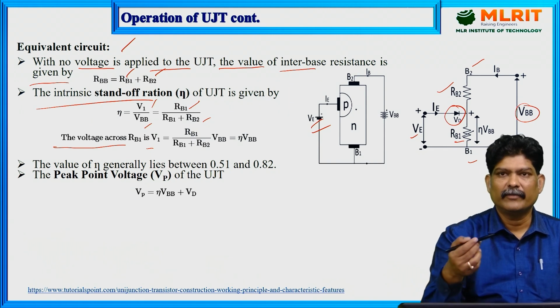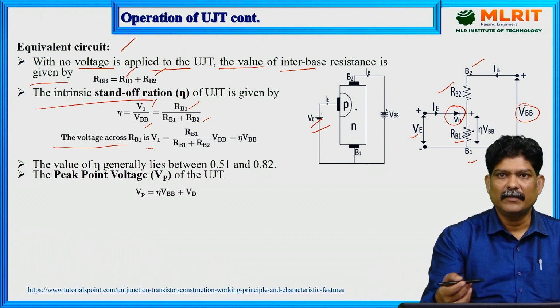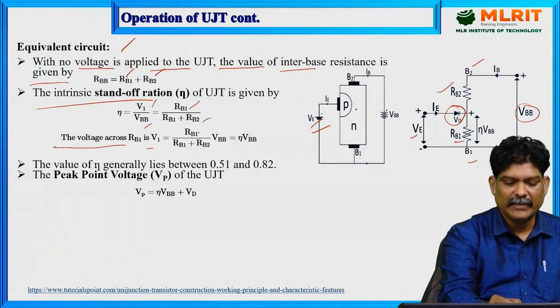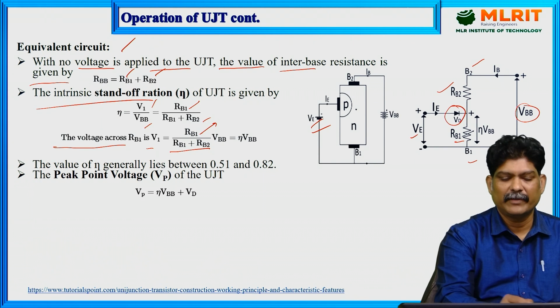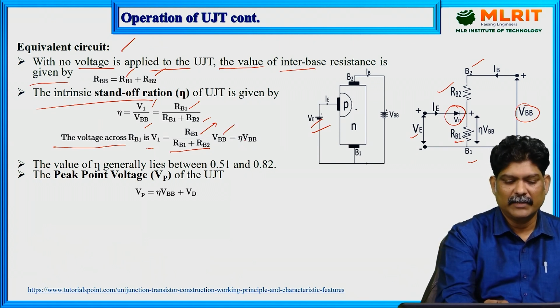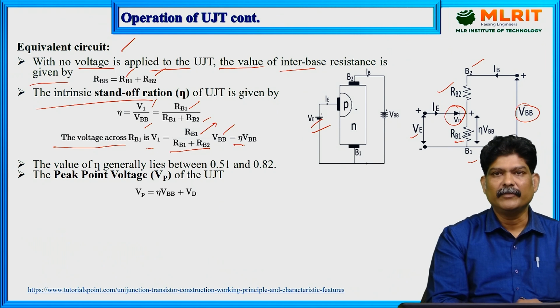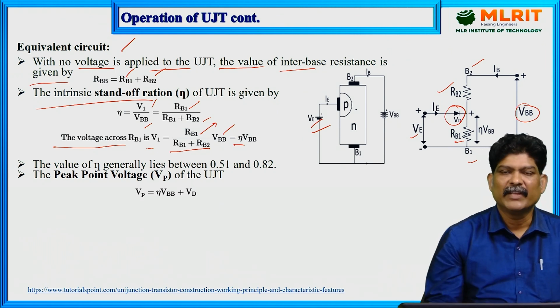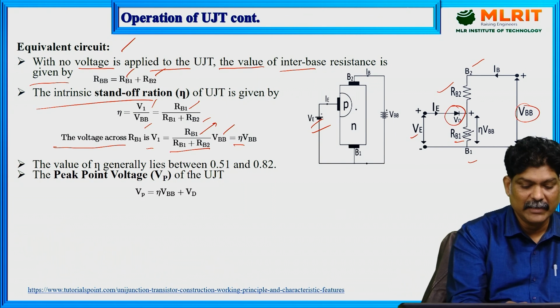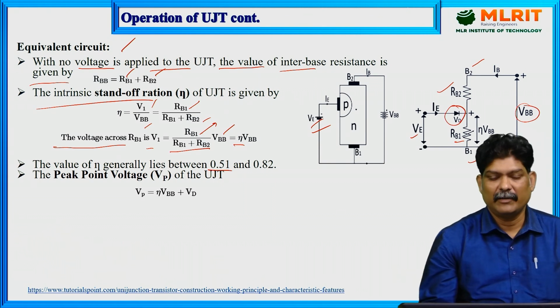Where do we want to calculate the voltage? We want the voltage across the base resistor RB1. Therefore it is RB1 by RB1 plus RB2 into VBB, where VBB is the supplied voltage, and that can also be written as eta VBB. Here eta is the intrinsic standoff ratio. The value of eta generally lies between 0.51 and 0.82.